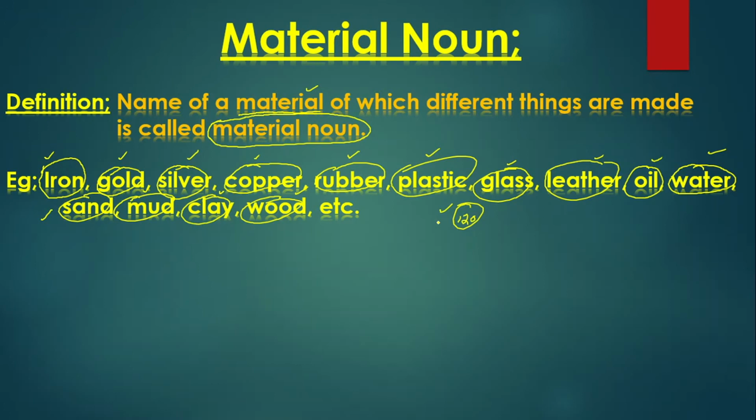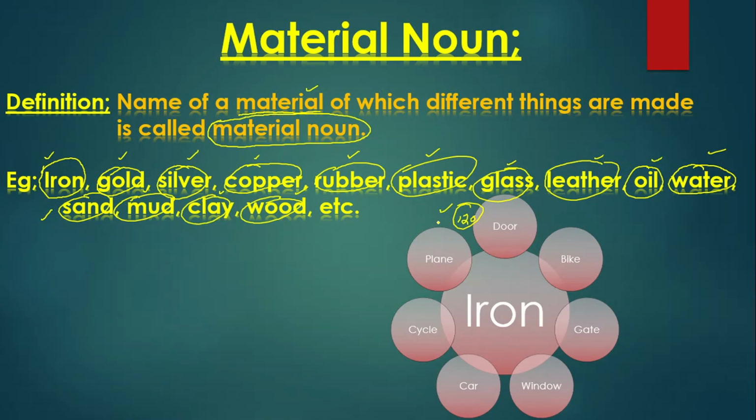Now another example I will give you, that is, iron. It is the very first example we have taken. With the help of iron, what do we make? See, we make doors, we make a bike, we make a gate, we make a window, we make a car, we make a cycle, we make a plane, aeroplane, etc. So this is the name of a material by which different things are made. It is called your which noun? Material noun. And it is a concrete noun. I told you it is the fifth kind of concrete noun, material noun.